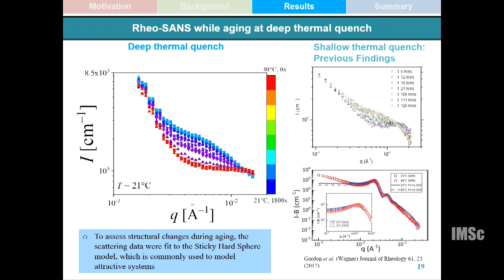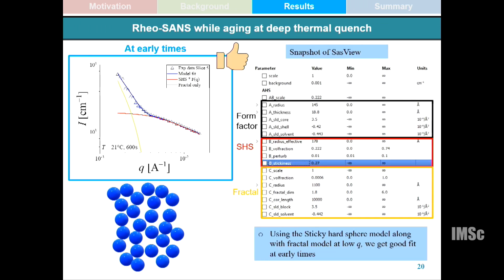The other thing to note over here is that there is a low Q upturn in the scattering, which has not yet been modeled in the literature, and people were not able to find the reason behind this low Q upturn. So we tried to address both points: to understand the microstructural changes at deeper thermal quench, and to understand the reason for the upturn in the scattering value at low Q. So we use the sticky hard sphere model, which is commonly used to model attractive systems, and we did the simulation and the fitting using SasView.